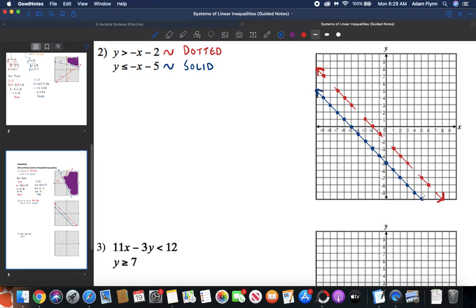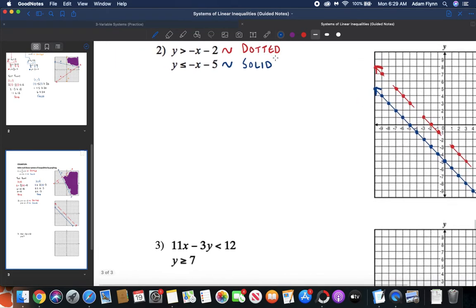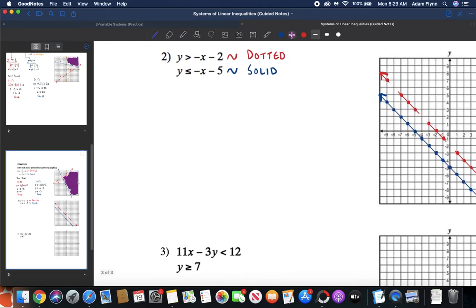Okay, these lines are parallel, so we've got no point exactly where they're going to cross, but let's find an area where we can shade. So test point, let's do 0, 0 again. Oops, sorry about that, got an alarm going off. So for my test point, I will plug in 0, 0.